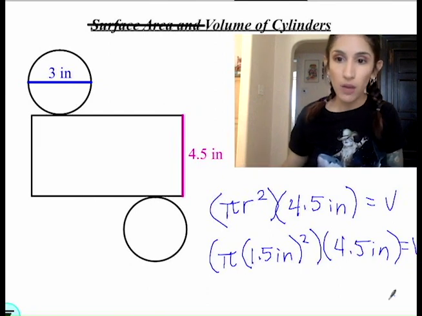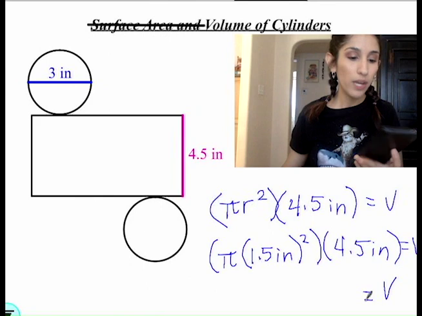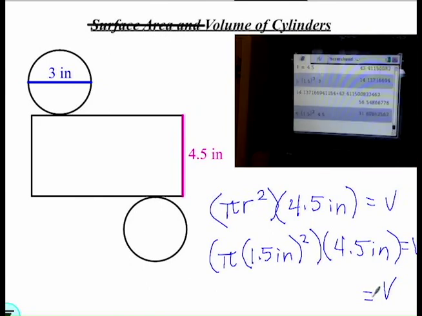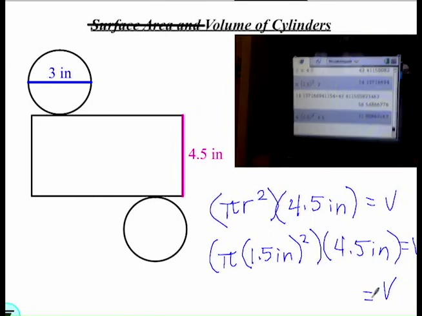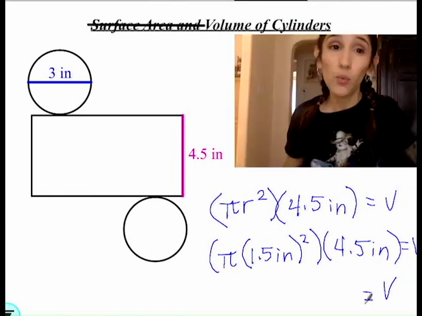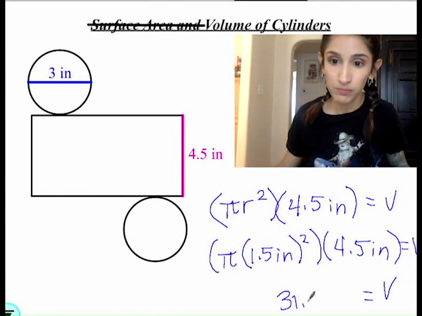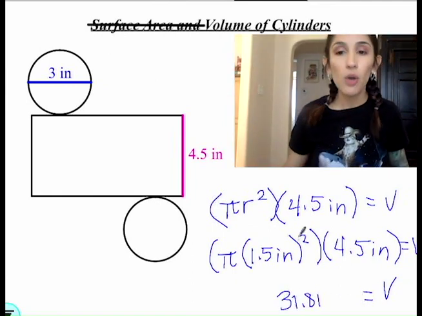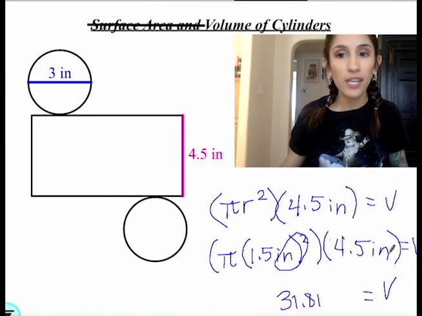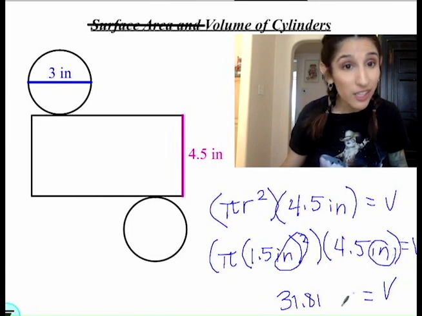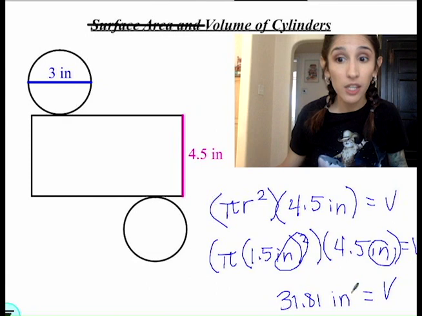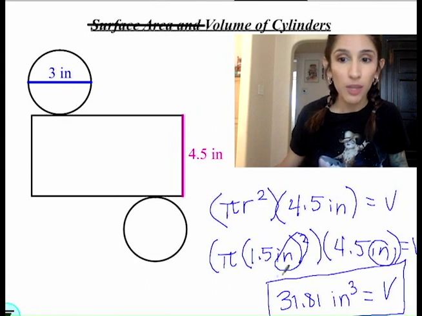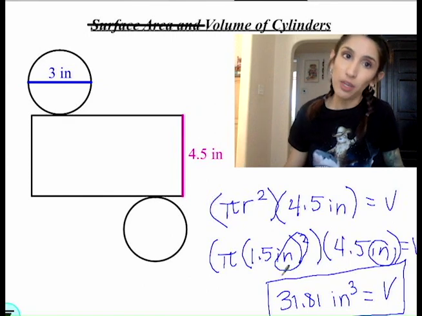And so now, for my volume, I've got 31.808. Let me show you that, 31.808. So I'm going to put 31.81. Notice that I have inches squared here, and then I'm multiplying by another inches, so that leaves me with cubic inches. So my entire volume here would be 31.81 cubic inches.